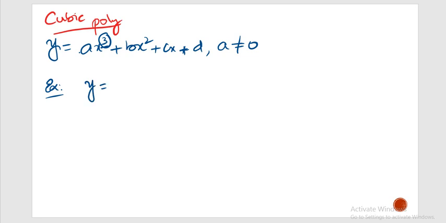Suppose I consider y is equal to x cube, and I need to draw the graph of this particular polynomial. This is nothing but a cubic polynomial, no? Because a polynomial depends on degree, not on the number of terms. Now y is equal to x cube. Now let us see this.